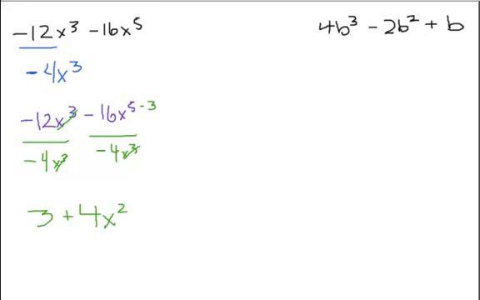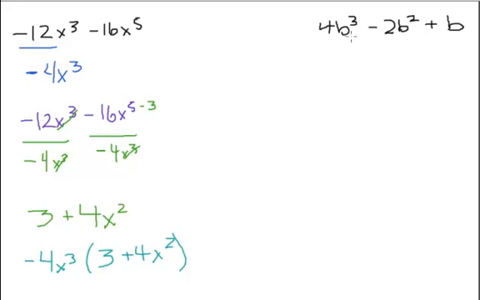Now lastly, we put this all together, and I'm going to have my greatest common factor outside the brackets, negative 4x to the cube. Open my brackets and add this equation in. So 3 minus 4x to the 2. And that's my answer there. Now let's look at this one here.